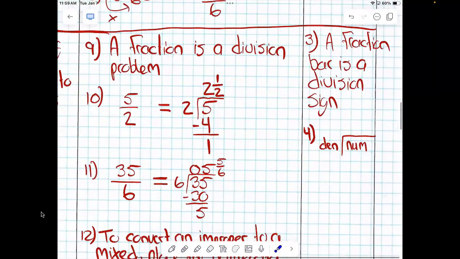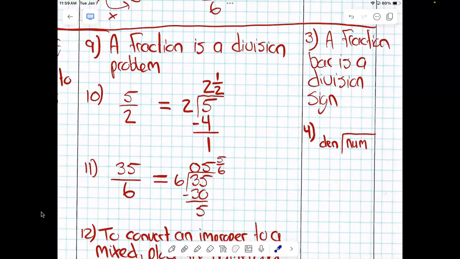How are we feeling? Good. When you are changing an improper fraction to a mixed number, what goes inside the box? The numerator or the denominator? Numerator. Got to keep those straight in our brains, right?